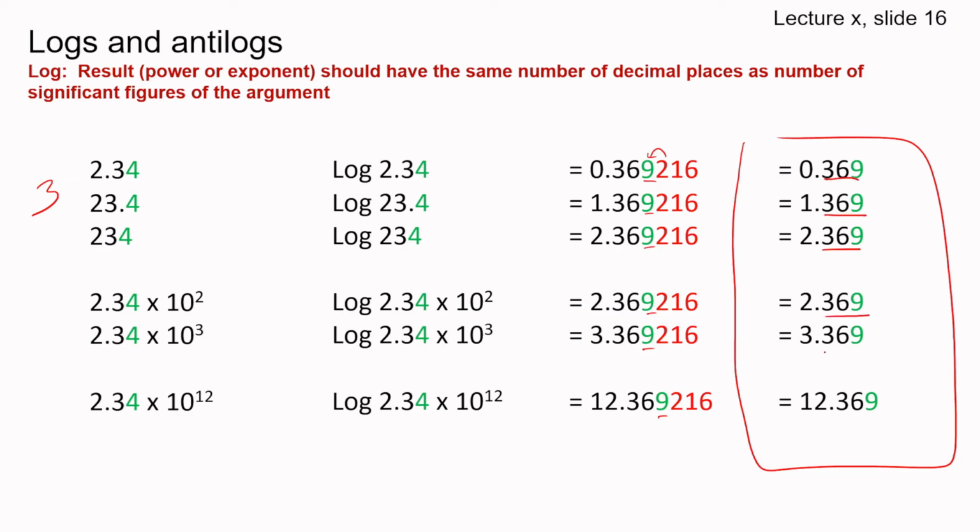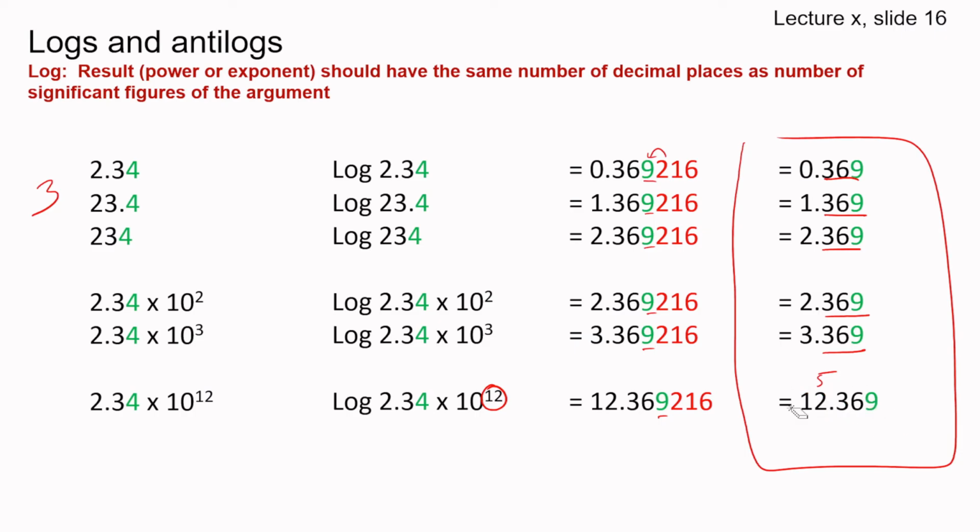Sig figs are just counted as decimal places in a logarithm, to the right of the decimal place. These have 3 numbers to the right of the decimal place. So even though it has 5 numbers, it only has 3 significant ones because this 12 is identical to 10 to the 12th. Okay? And this works in reverse as well, right?